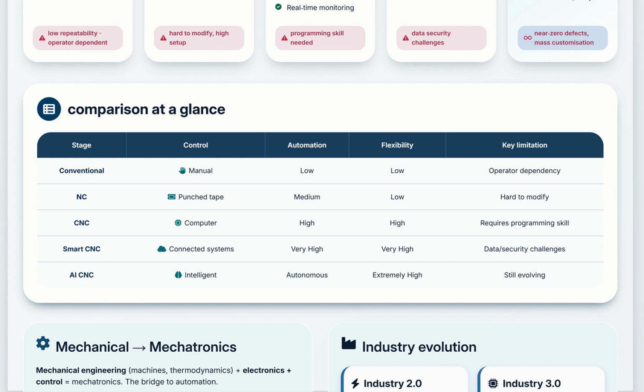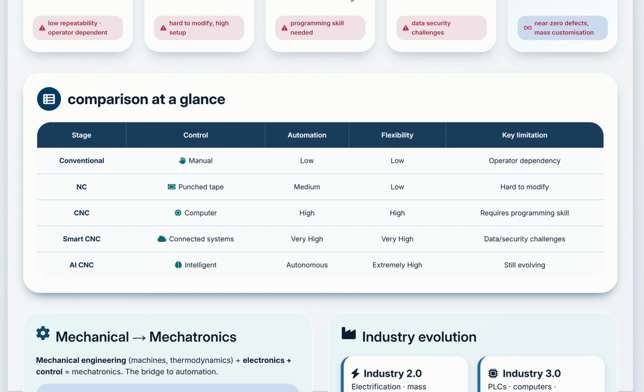Then the future AI systems, artificial intelligence systems: the control may be intelligent, automation may be autonomous, and flexibility may be extremely high, but it is still evolving.